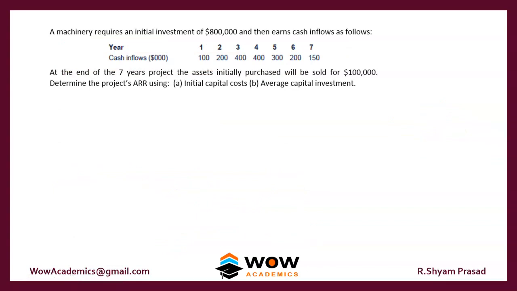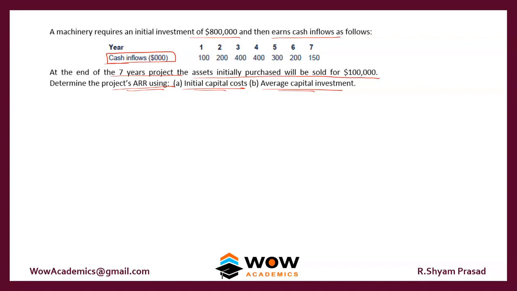Here again our job is to find out the ARR on initial capital cost and average capital investment. The only change in this question is they have given you the cash flow, but we don't require cash flow in ARR. We need the profit. We'll read the question and understand. The machinery requires an initial investment of 8 lakh and then earns cash inflows as follows. At the end of the 7-year project, the assets initially purchased are sold for an amount of 1 lakh. We have to find out the project's ARR. We'll take the initial cost method.